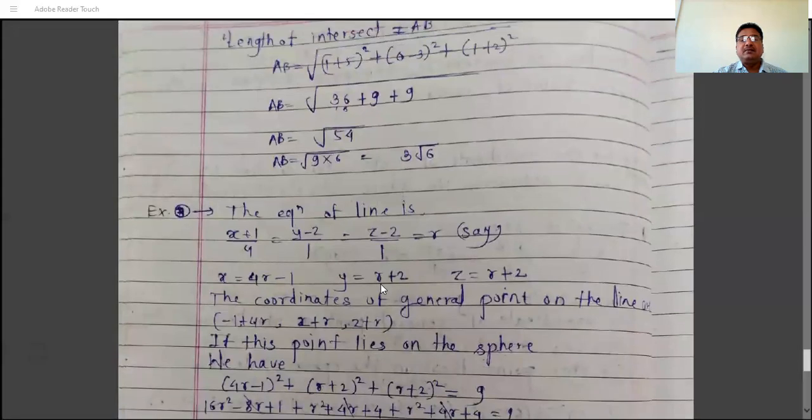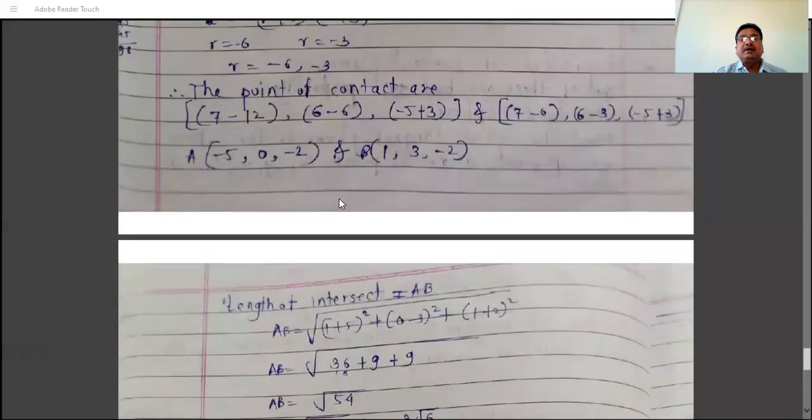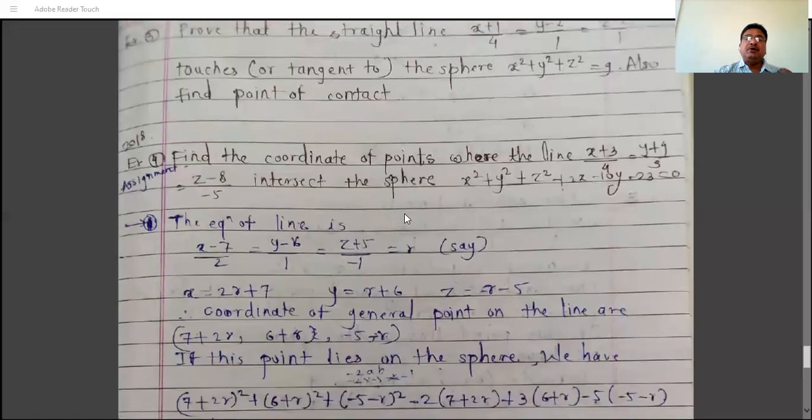So we will see a problem of that type. Example number 3. Prove that the straight line (x plus 1) by 4 is equal to (y minus 2) by 1 is equal to (z minus 2) by 1 touches the sphere, or is tangent to the sphere. Wordings are different, but the meaning is the same: prove that the line touches the sphere or is tangent to the sphere. The equation of the sphere is x square plus y square plus z square is equal to 9. Also find the point of contact.